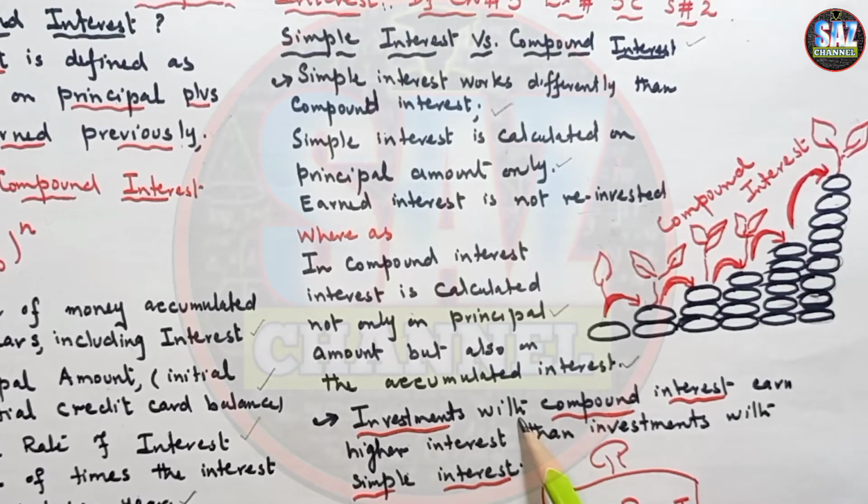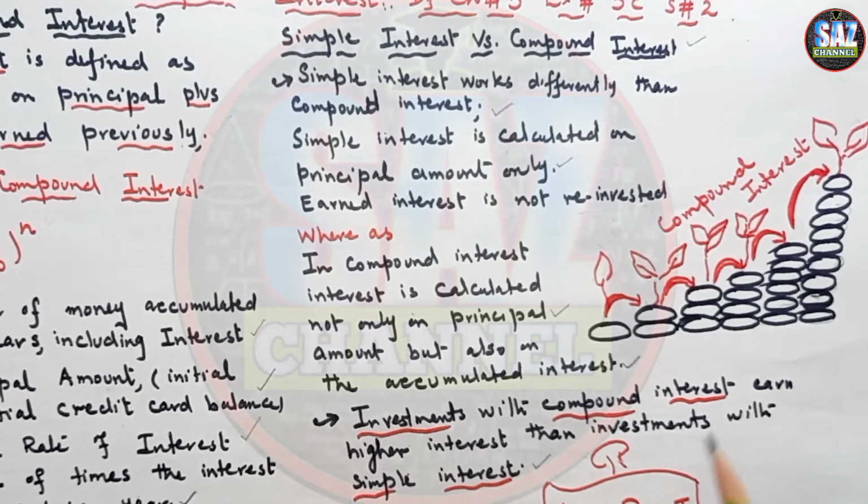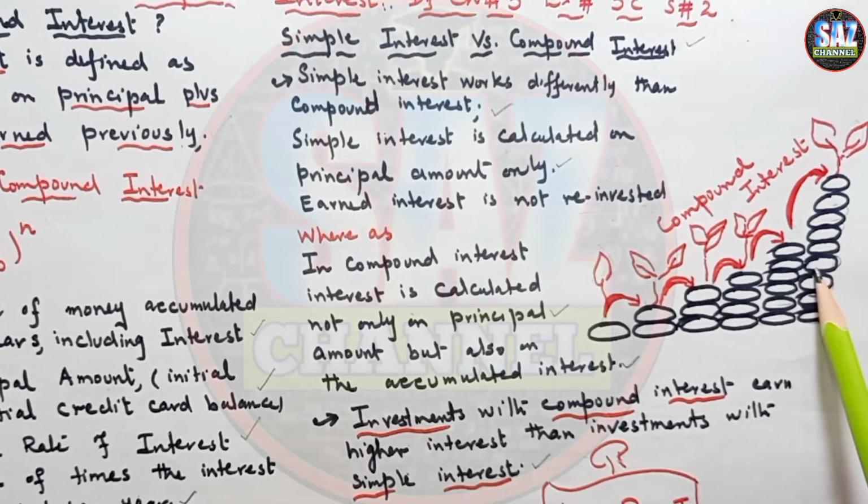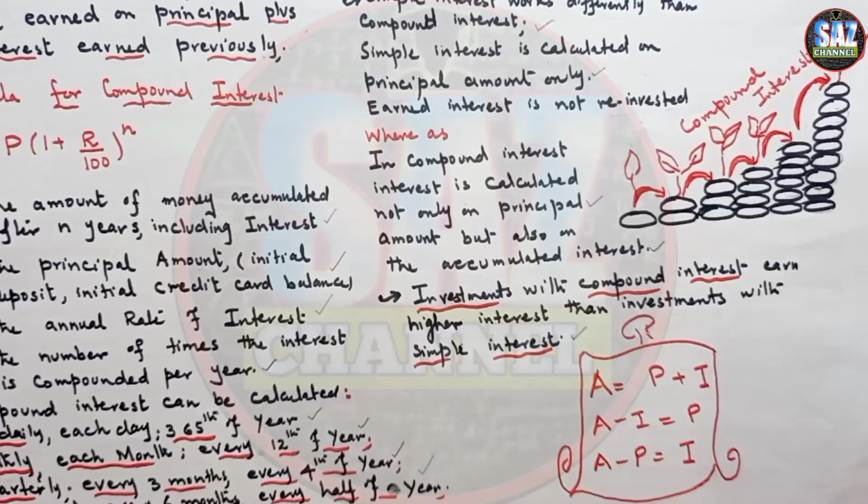Investment with the compound interest will earn higher interest than the investment with the simple interest. So this is the main difference, that you can see that when we are keeping our investment with the compound interest, the amount grows faster. So if you need to get more profit, then you can deposit your money with the compound interest accounts.